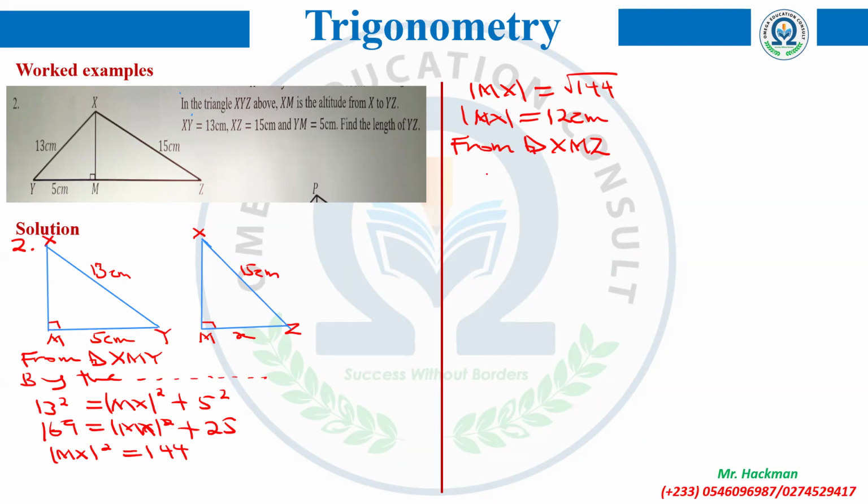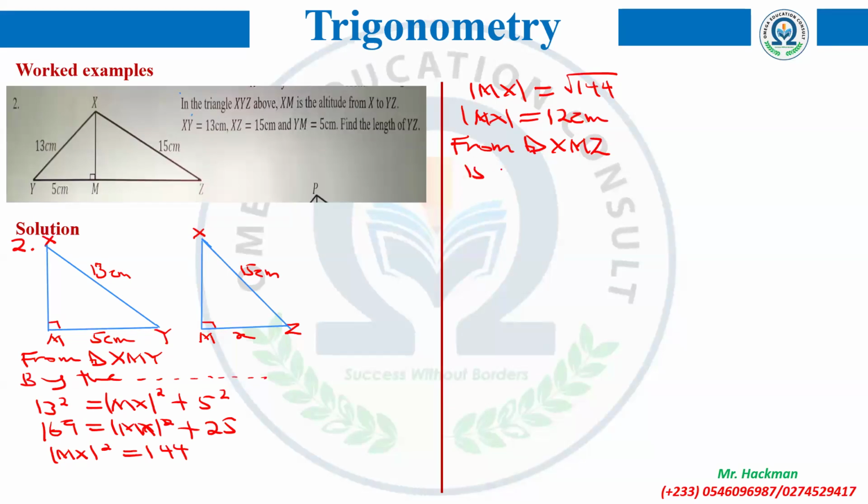Sir, please, the hypotenuse. It's XM, am I right? No. What is the hypotenuse? XZ. Okay, so you know the hypotenuse is the side opposite the 90 degrees. Immediately you switch any of them, you are wrong. So we know its value.